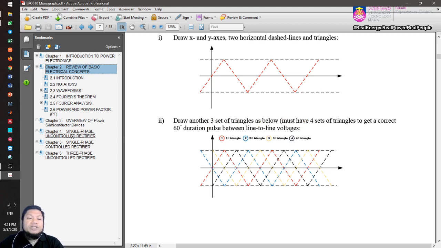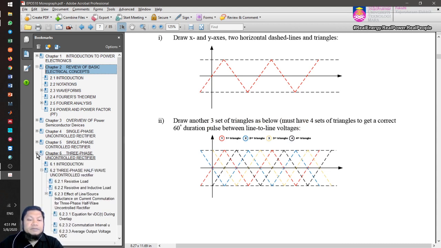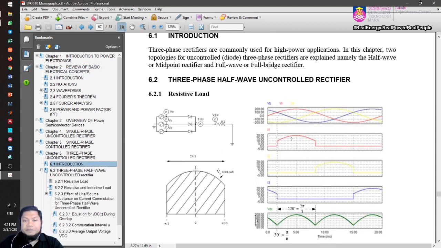Right. So now I'm going to jump to chapter 6, some introduction. Three-phase rectifiers are commonly used for high-power applications. In this chapter, two topologies for uncontrolled diode three-phase rectifiers are explained, namely the half-wave or midpoint rectifier and full-wave or full-bridge rectifier. So there will be only two topologies that we're going to discuss, which is the half-wave, sometimes known as a midpoint rectifier, or another name, which is three-pulse rectifier.